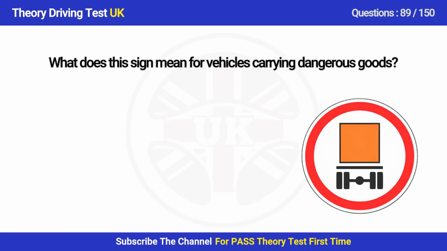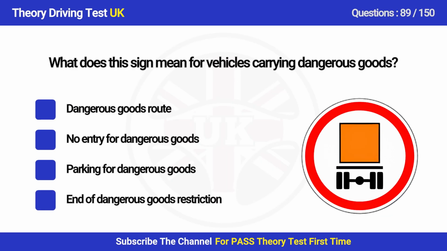Question 89. What does this sign mean for vehicles carrying dangerous goods? A. Dangerous goods route. B. No entry for dangerous goods. C. Parking for dangerous goods. D. End of dangerous goods restriction.